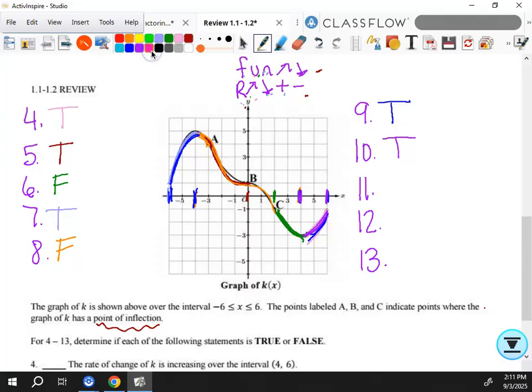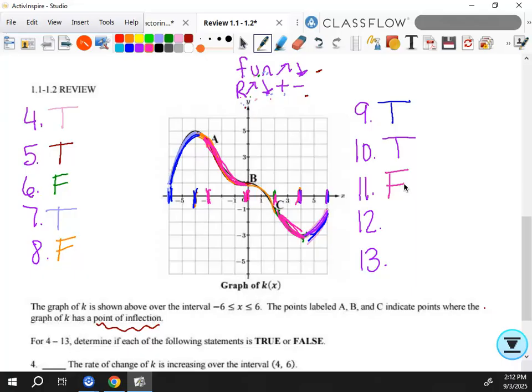11. K is decreasing at a decreasing rate over the intervals from -3 to 0. Okay, so from -3 to 0, is the function decreasing? Yes. From 2 to 4, is the function decreasing? Yes. Okay, so then the second part of that statement said at a decreasing rate. If the rate is decreasing, the function is concave down. Is the function concave down right here? No. Is it concave down right here? No, so it's really not either one. But even if just one of them was not, that makes the statement false, even though the first part of that was true. Okay, are we good?